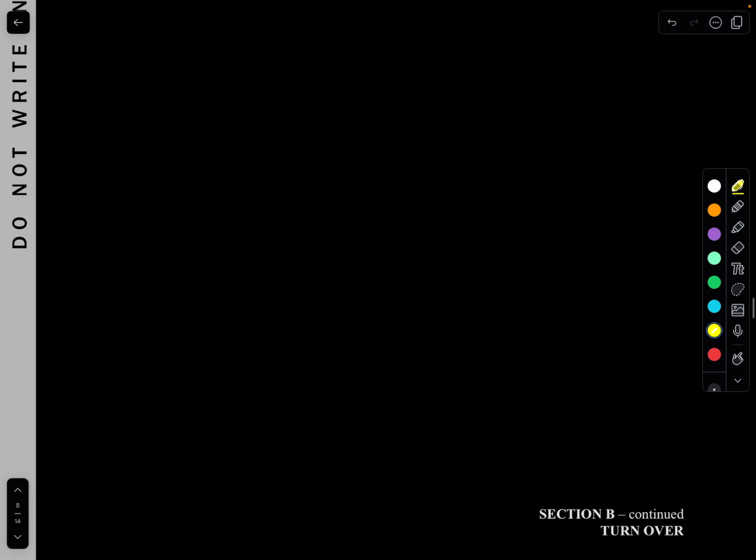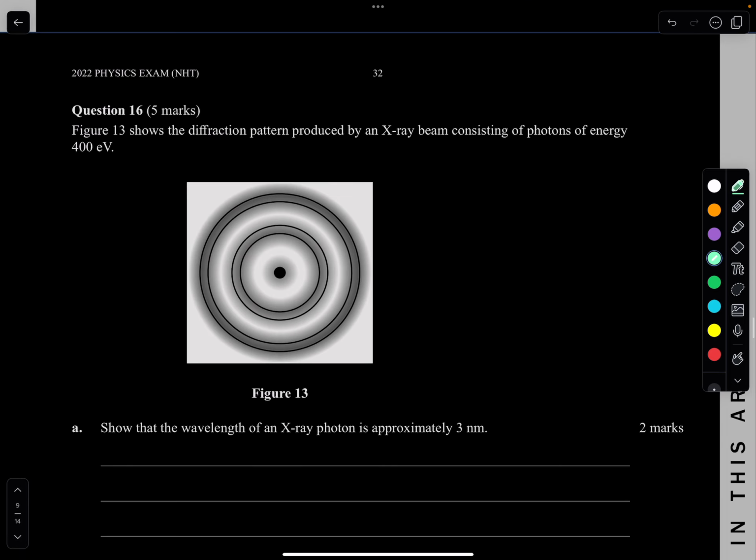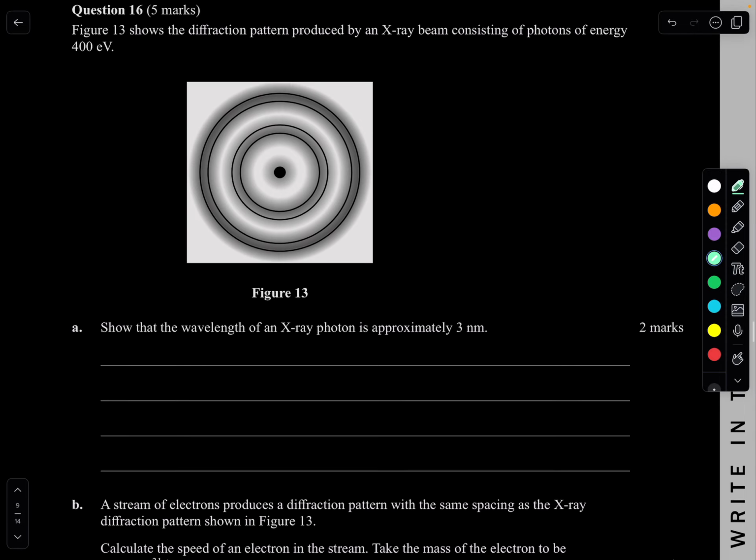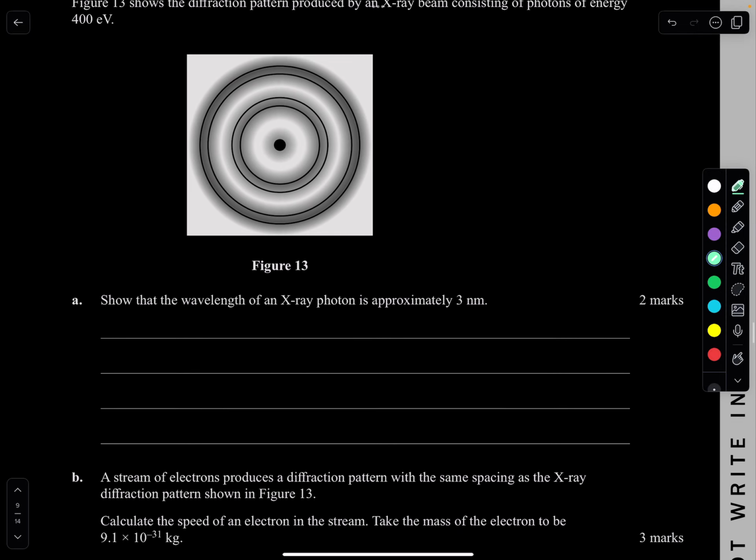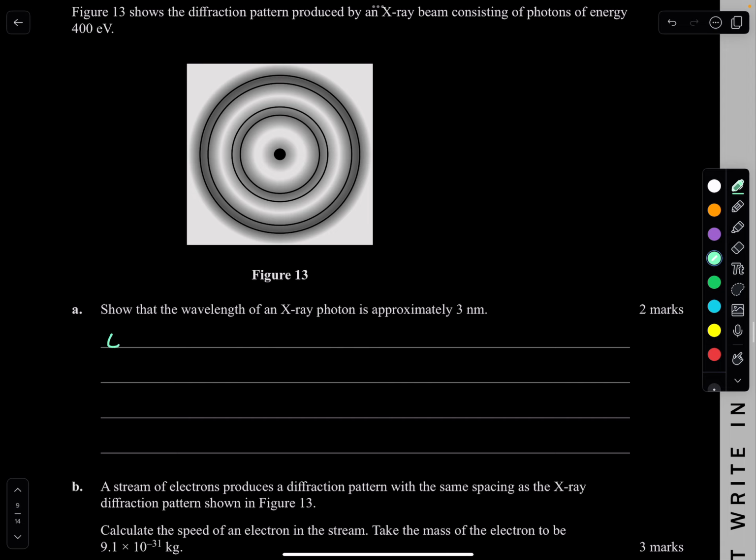Beautiful. Next question, 16. Figure 13 shows the diffraction pattern produced by an X-ray beam consisting of photons of energy 400 electronvolts. Show that the wavelength of an X-ray photon is approximately 3 nanometers. We know that the energy of a photon is hc over wavelength.